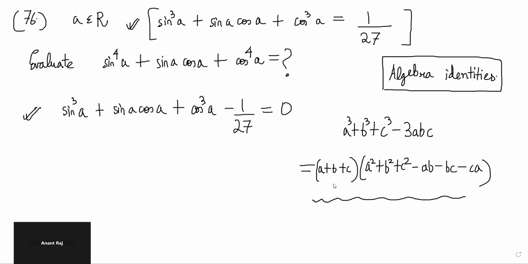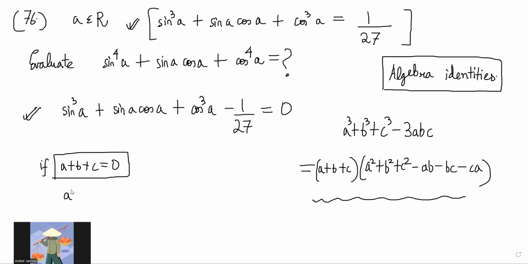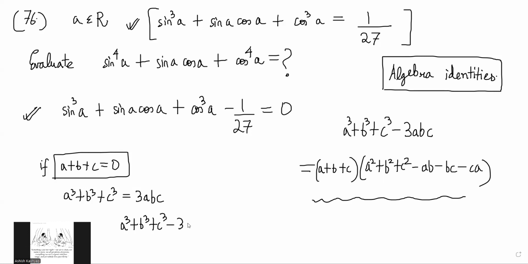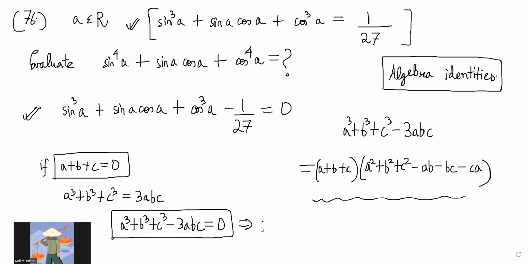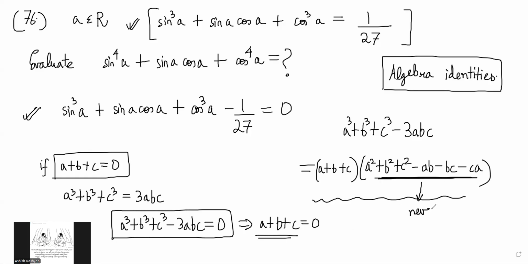So the main objective of this identity is: if a plus b plus c is 0, then a cube plus b cube plus c cube is 3abc, right? Yes sir. The converse is also true. If a cube plus b cube plus c cube minus 3abc is 0, you can say from here that a plus b plus c is 0. Why? Because this other factor can never be 0.